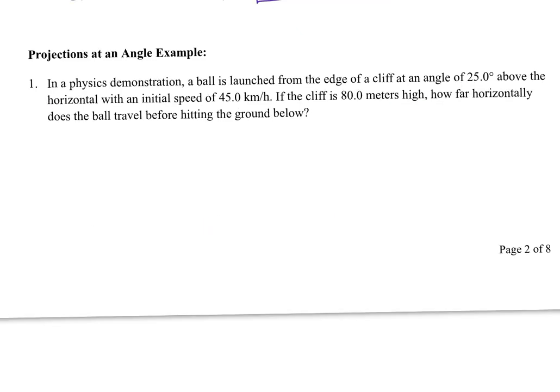Projections at an angle. In a physics demonstration, a ball is launched from the edge of a cliff at an angle of 25 degrees above the horizontal with an initial speed of 45 kilometers per hour. If the cliff is 80 meters high, how far horizontally does the ball travel before hitting the ground below? So much information. All right.